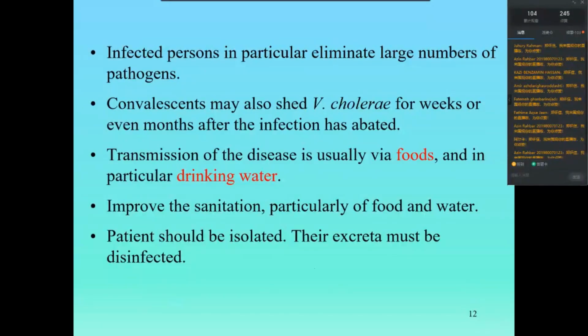And once a patient is infected, we should isolate that person so that they won't spread the germ everywhere. Also their waste or excreta must be disinfected. So we stop the transmission from one person to the environment and to other people.